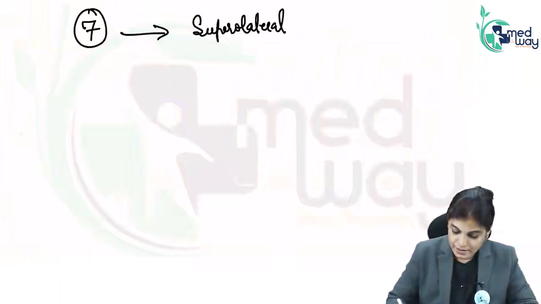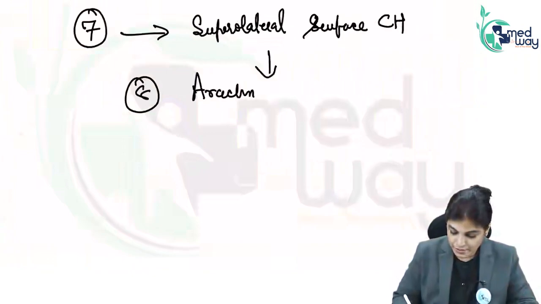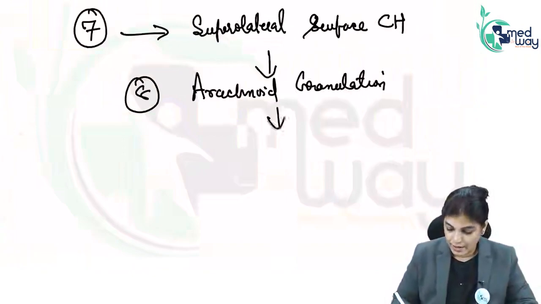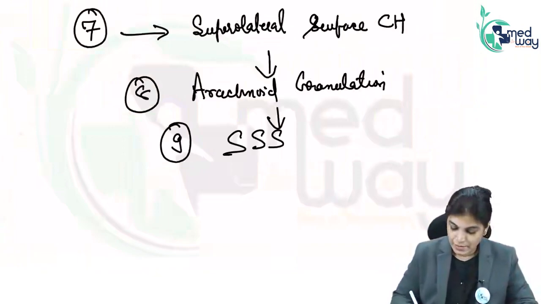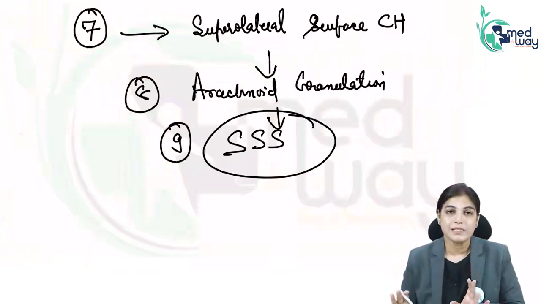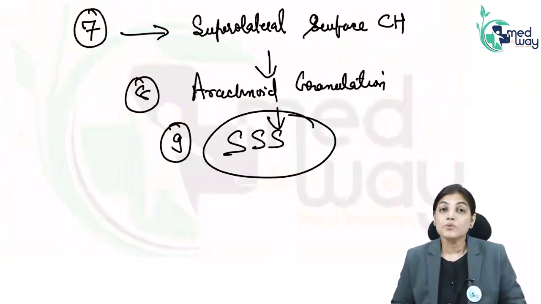supralateral surface of the cerebral hemisphere, and after that the arachnoid granulations or arachnoid villi will absorb the maximum amount of CSF into the superior sagittal sinus. So this is the most important route which I have explained.